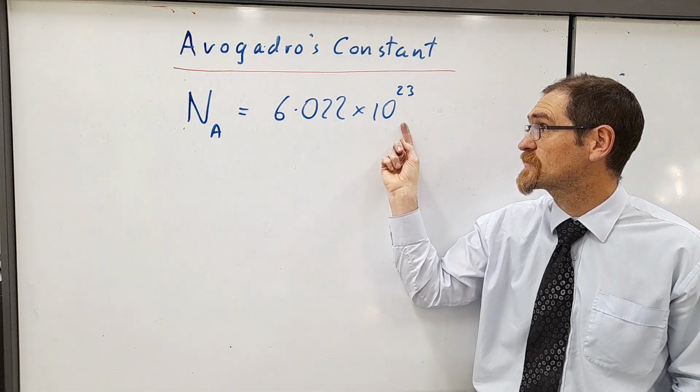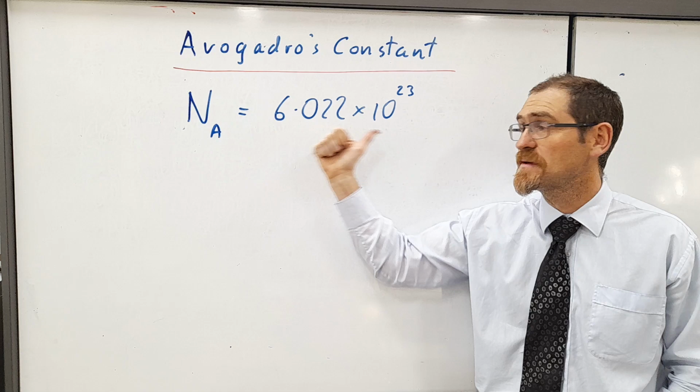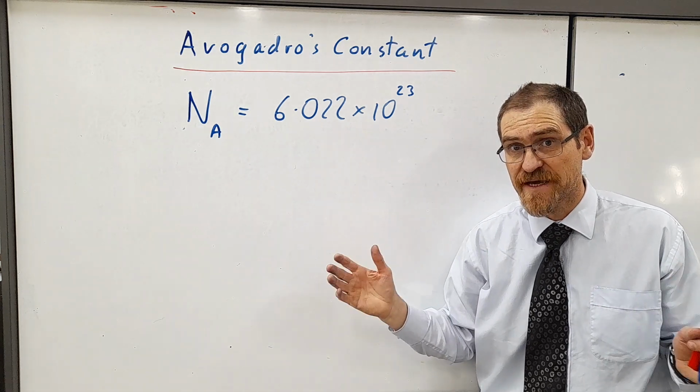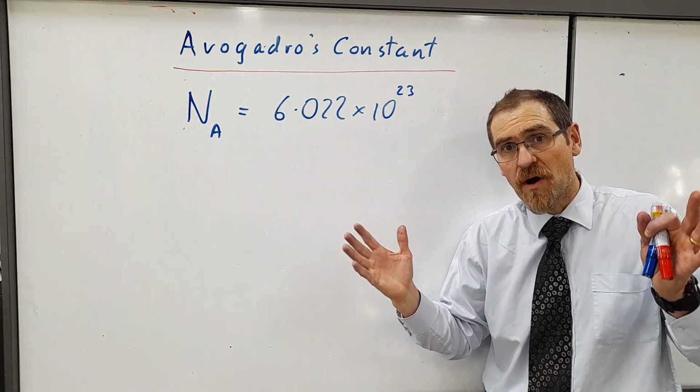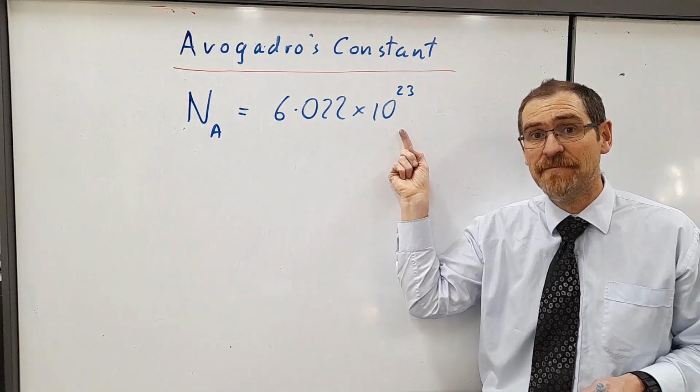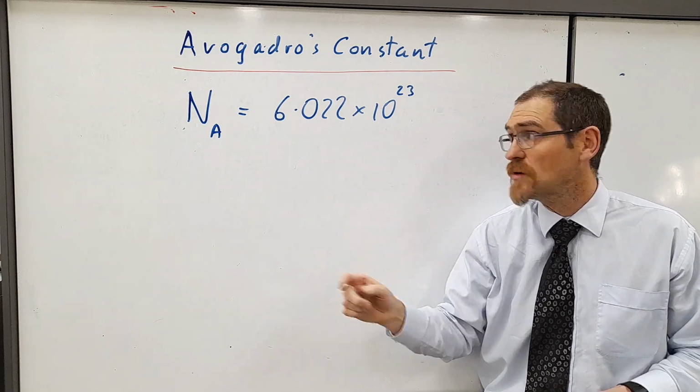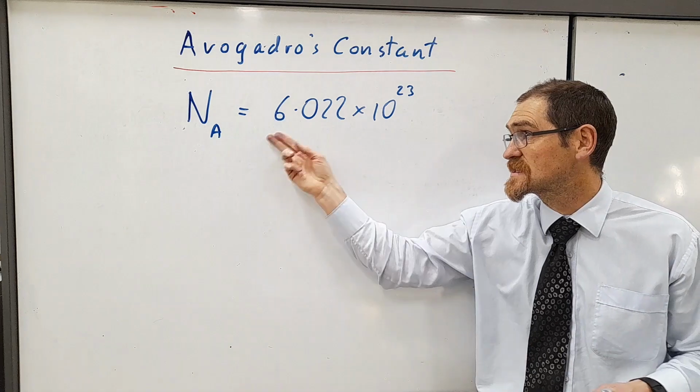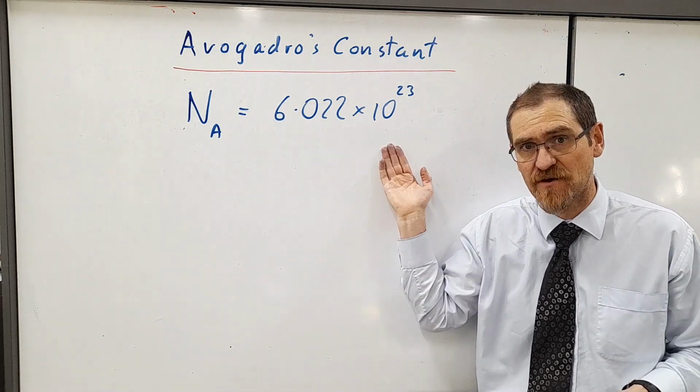6.022 times 10 to the 23. That means we take the decimal point and we move it this way, 23 spaces. 1 mole of anything is this number of that thing. 2 moles is 2 lots of that. 3 moles is 3 lots of that. Half a mole is half of that.